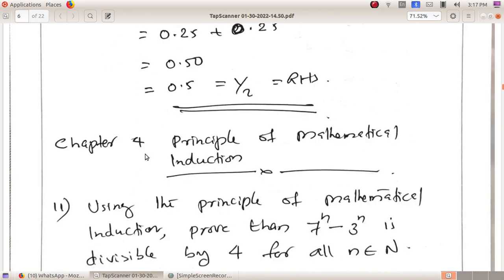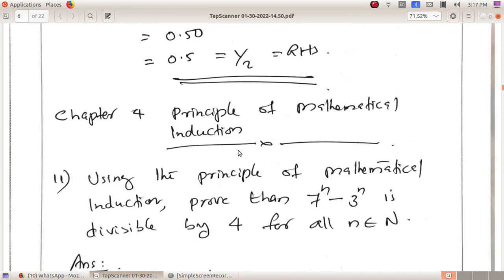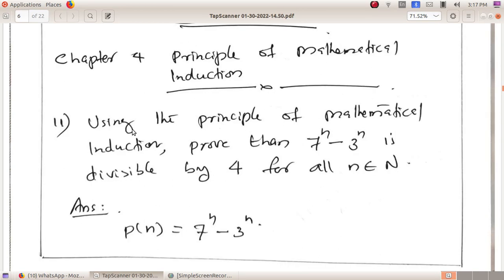Chapter number 4, principle of mathematical induction. For this chapter, we are taking a question. Using the principle of mathematical induction, prove that 7 raised to n minus 3 raised to n is divisible by 4 for all natural numbers n. n belongs to capital N, which means the set of all natural numbers.